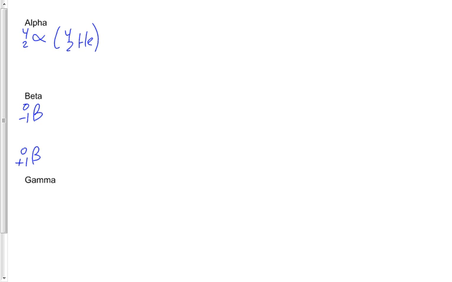How many protons, by the way, in an alpha particle? 2. How many neutrons? 2. So really it consists of 2 protons, 2 neutrons, just like a helium nucleus. How many protons and neutrons in a beta? It is a trick question. There are no protons, there are no neutrons. What's the minus 1 mean? It's an electron. So we could also write it as 0, minus 1, e. That's a little odd. That should seem a little puzzling to you.